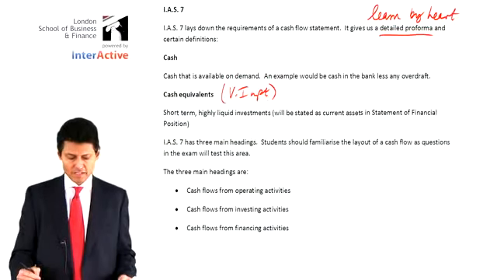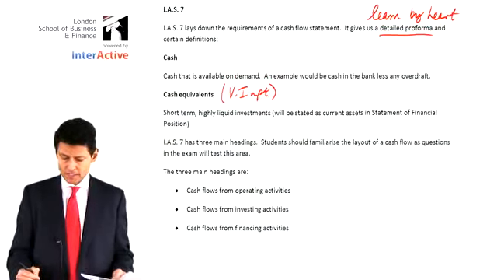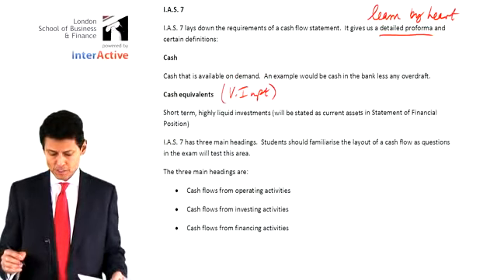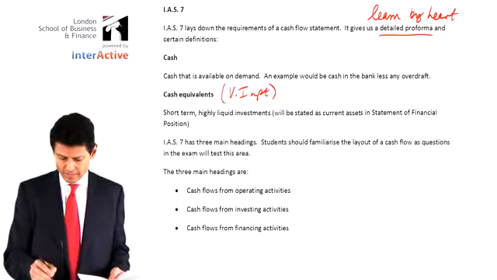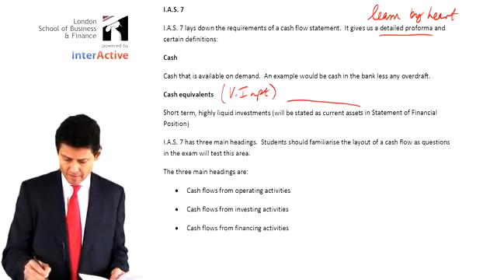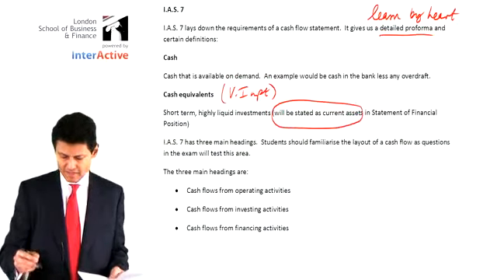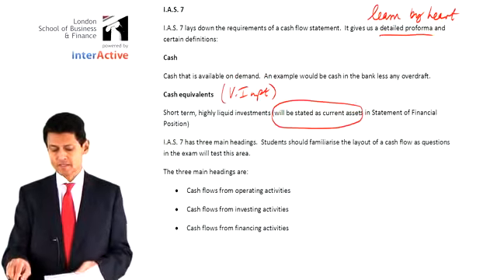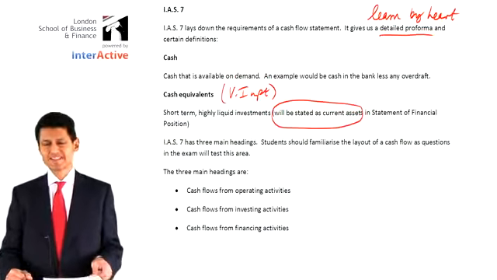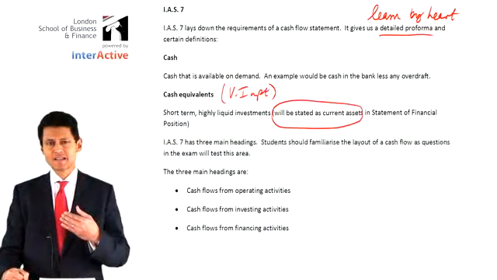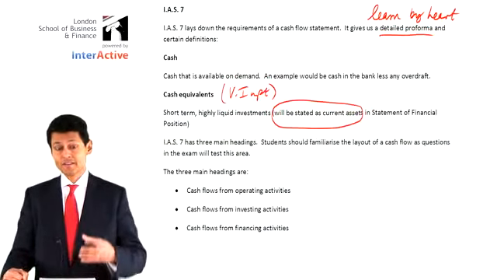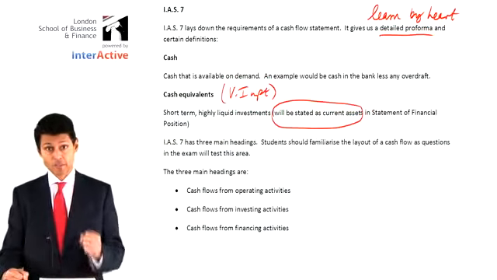Short-term, highly liquid investments that will be shown as current assets in the balance sheet. So that's really the point, stated as current assets in the SFP. So if you've got investments that are shown as current asset investments, then you know it's a cash equivalent.